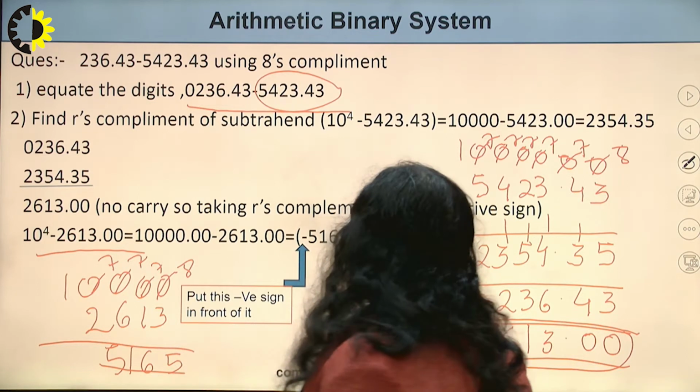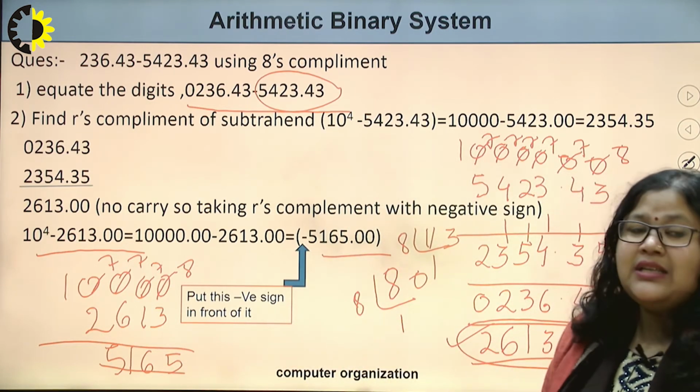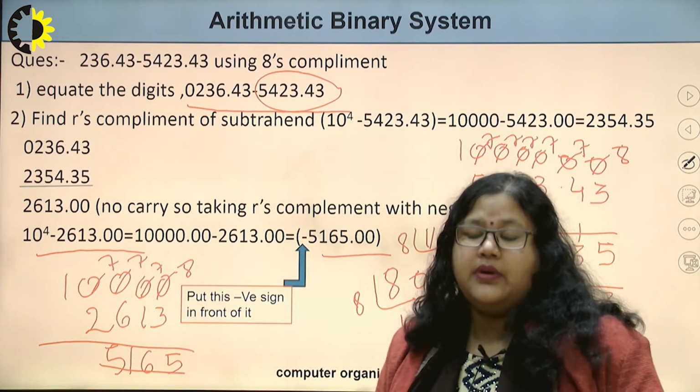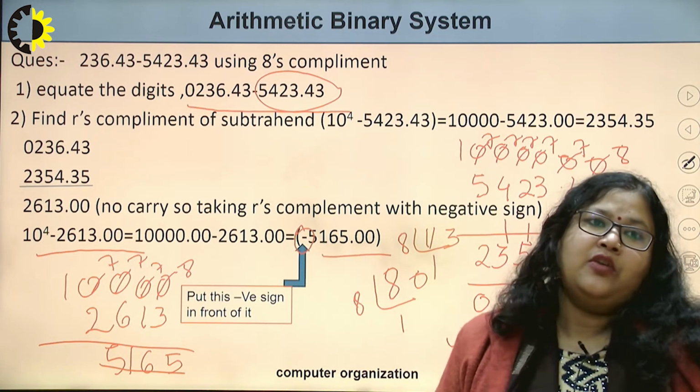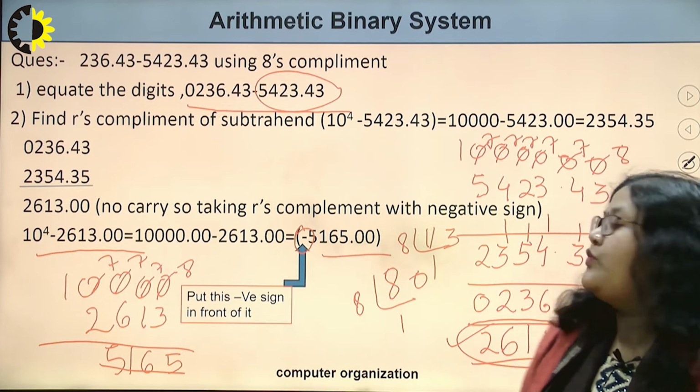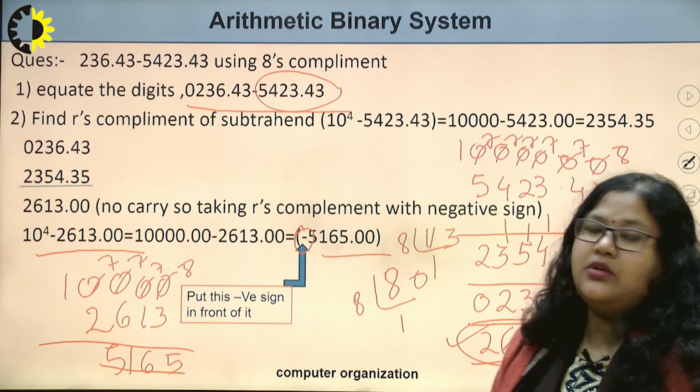So it is 5165.00. The resultant is 5165.00, but put the negative sign in front of it. So it is minus 5165.00. So it is the answer.